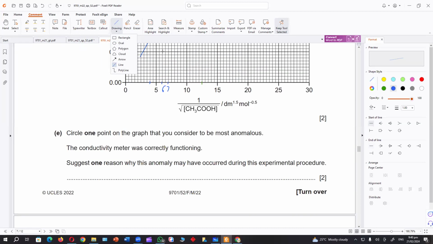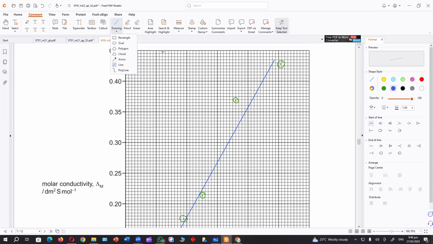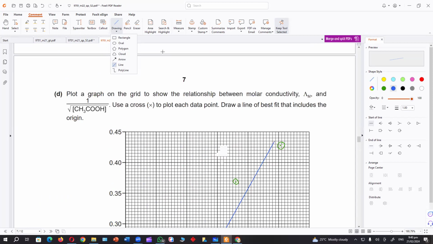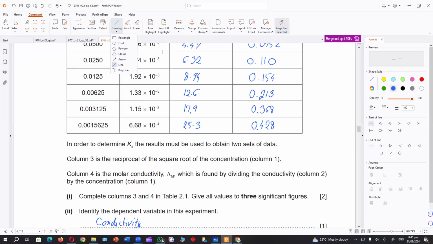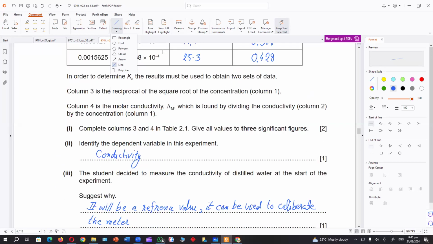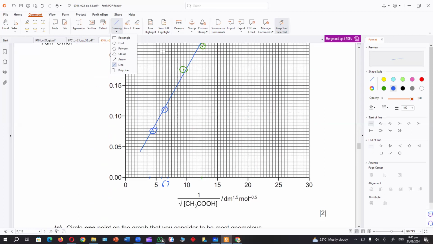Then he says, circle one point on the graph that you consider to be most anomalous. The conductivity meter was correctly functioning. Suggest one reason why this anomaly may have occurred during this experimental procedure. So which point is anomalous? In my case, this second last point is coming anomalous. Yes, me too. So what are the coordinates of this? 17.9 and 0.368.